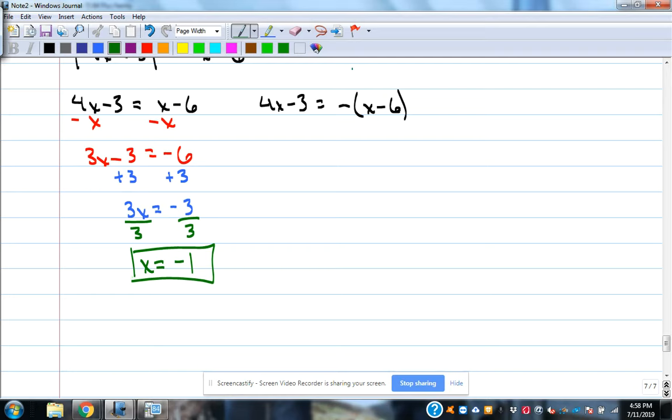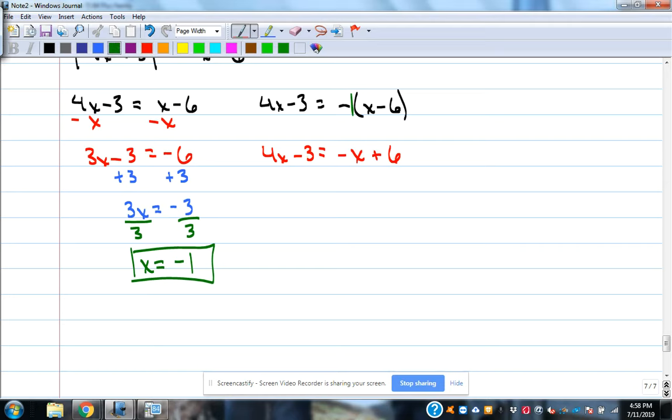This one's a little tougher because you've got this negative hanging out here in the front. Well, that's really a negative 1 hanging in the front. So I'm going to distribute that so that I get negative x plus 6 on that side, and then work it.